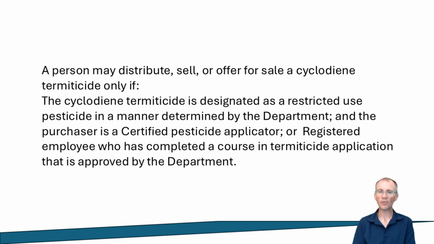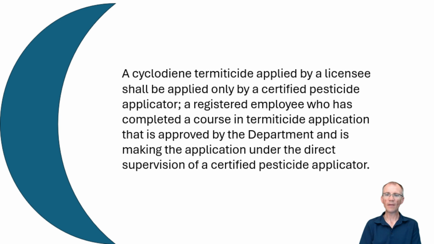A person may distribute, sell, or offer for sale a cyclodine termiticide only if the cyclodine termiticide is designated as a restricted use pesticide in a manner determined by the Department, and the purchaser is a certified pesticide applicator or registered employee who has completed a course in termiticide application that is approved by the Department. A cyclodine termiticide applied by a licensee shall be applied only by a certified pesticide applicator, or a registered employee who has completed a course in termiticide application that is approved by the Department and is making the application under the direct supervision of a certified pesticide applicator.